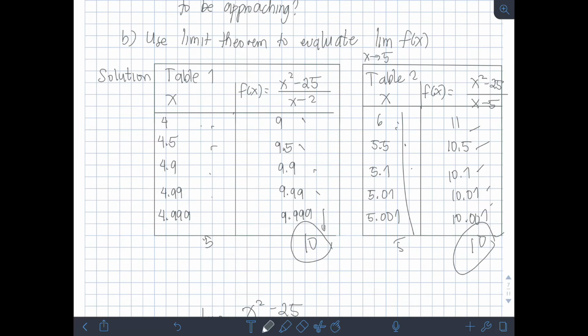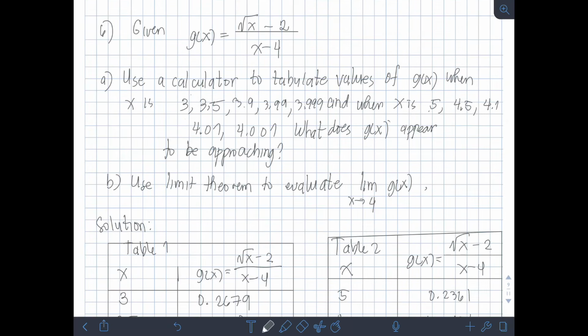Okay? Applying limit theorem. Next, we have given g of x is equal to square root of x minus 2 over x minus 4. A. Use a calculator to tabulate values of g of x when x is 3, 3.5, 3.9, 3.99, 3.999, and when x is 5, 4.5, 4.1, 4.01, 4.001, what does g of x appear to be approaching? And B. Use limit theorem to evaluate limit of g of x as x approaches 4. Okay, so, part A muna tayo.